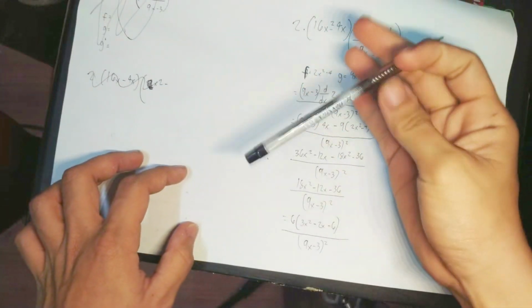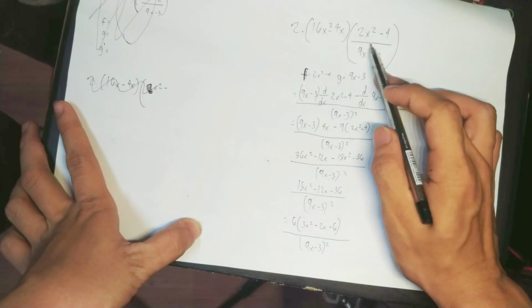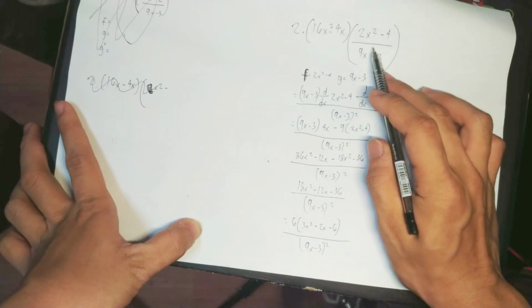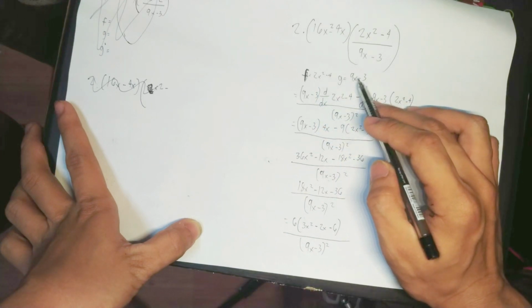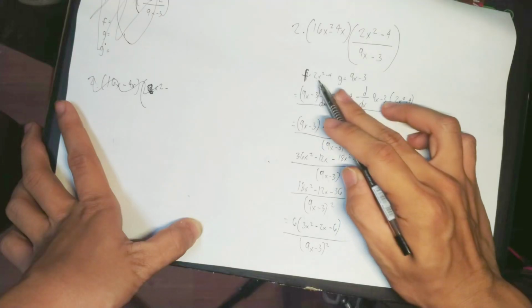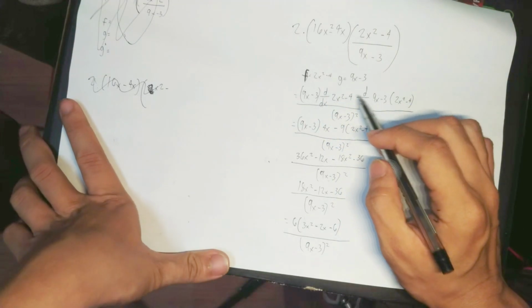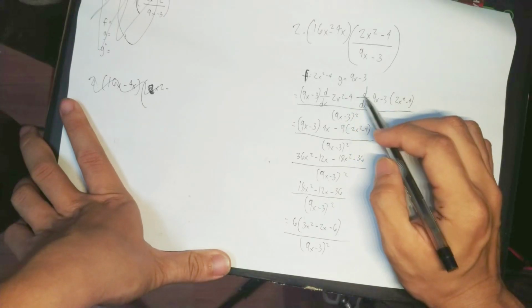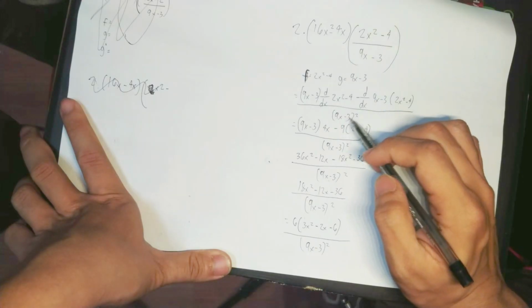The new number 2 is 16x squared minus 4x times 2x squared minus 4 all over 9x minus 3. I had to remove some excess storage, so my phone stopped recording. So basically, I took the quotient rule first of the 2x squared minus 4 all over 9x minus 3, so I could perform the product rule.